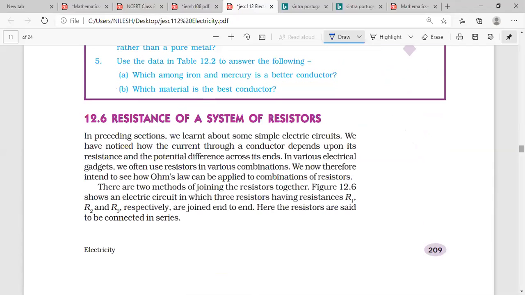We will discuss a very important point, the resistance of a system of resistors. When I connect two or three or more resistances, either in series or in parallel, I have already discussed this part once. Very quickly I will read all these things, and then we will discuss what happens in the series connection and what happens in the parallel connection. Very important point, very interesting point.